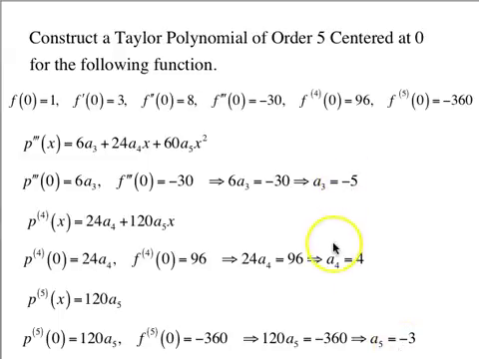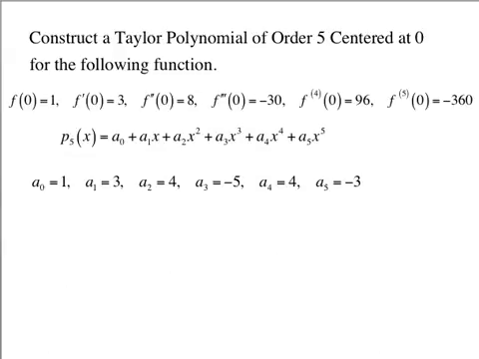So we have a3, a4, and a5. On the earlier slide, we had a0, a1, and a2. Let's put all those together. There are the 6 coefficients we need. We want a Taylor polynomial of order 5 centered at 0, which looks like this. Then all I have to do is plug those numbers in for the coefficients. So 1 plus 3x plus 4x squared plus negative 5x cubed plus 4x to the fourth plus negative 3x to the fifth. And that gives me my fifth order Taylor polynomial centered at 0 for that function.